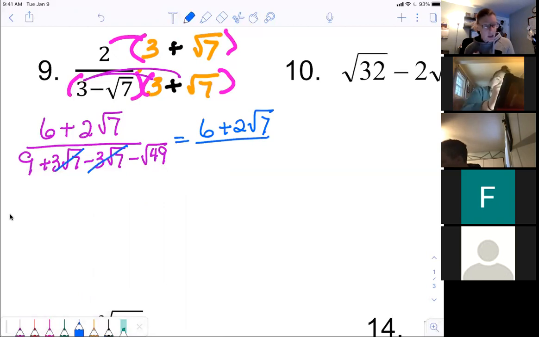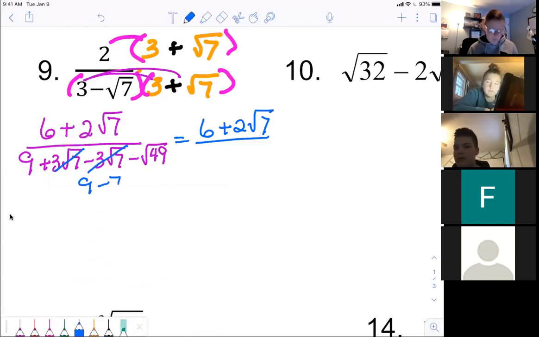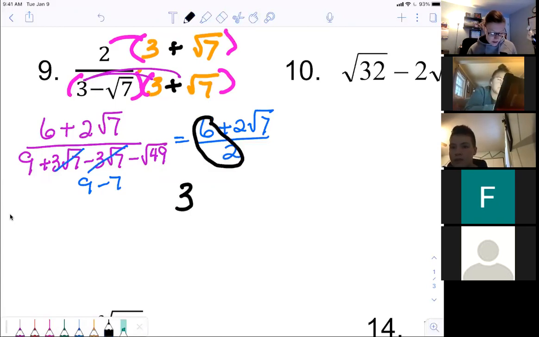And then Malachi, what is the square root of 49? 7. Yeah, so in the denominator, 9 minus 7 leaves us with 2. Can this simplify any further, Malachi? Yeah, the 6 can turn into a 3 and then 2 into 1. Excellent, you got it. Perfect. So everything's divisible by 2. So these make it a 3, and then these turn into a 1.